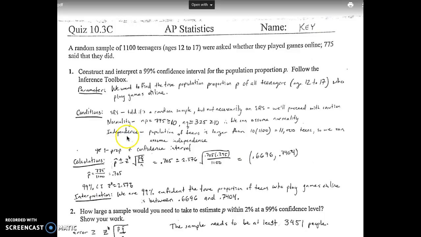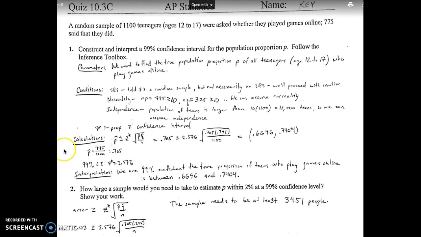And independence, the way you check independence is that the population size needs to be at least 10 times the sample. The sample was 1,100, 10 times that was 11,000, and obviously there's at least 11,000 teens in the world, so we're allowed to assume the independence in this scenario. We're doing a confidence interval. It's a proportion, so it's a 1 proportion Z confidence interval.